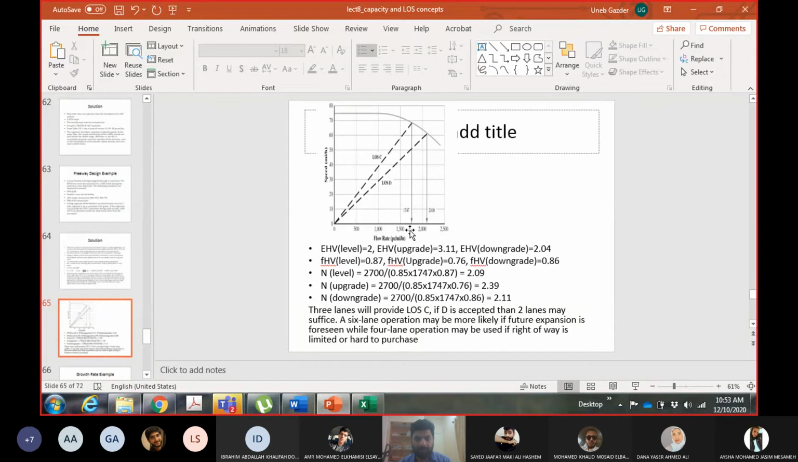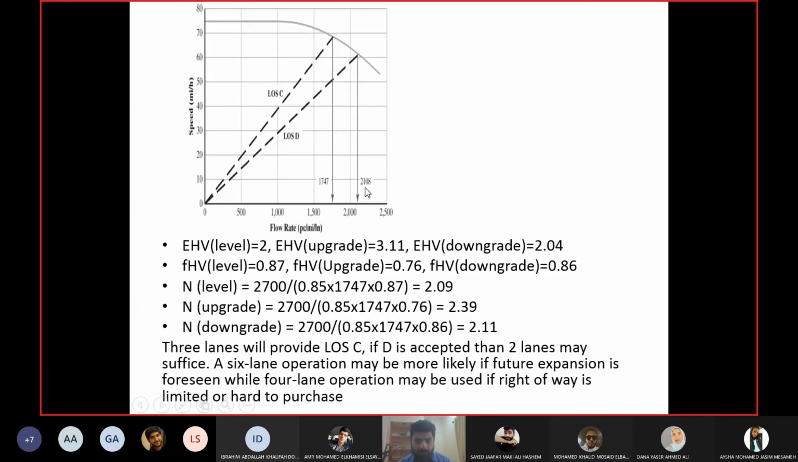Okay, so the maximum flow rate for level of service C is 1747 because the line with the inverse slope of 26 crosses the graph at this point, and the maximum flow for level of service D is 2108. Wherever the line touches the graph, this line has an inverse slope of 35, and you start from the origin and go towards the curve.